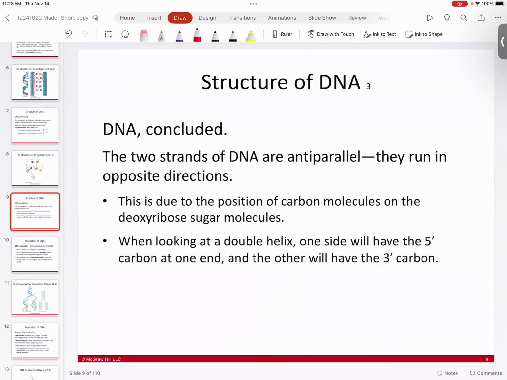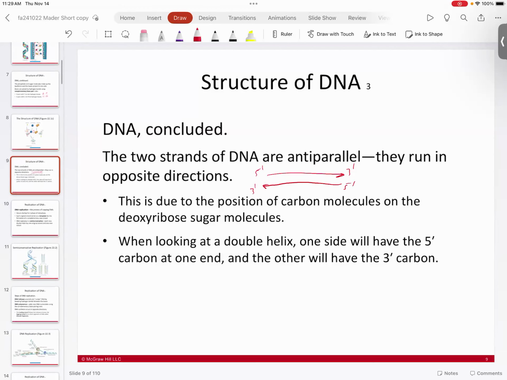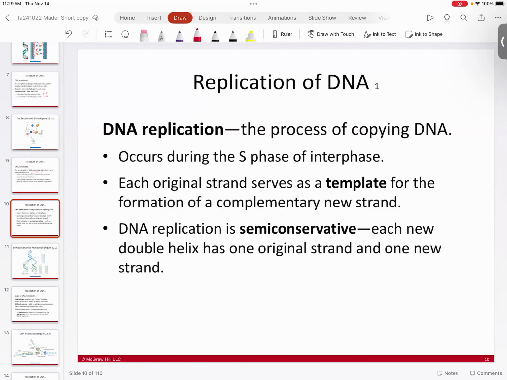The two strands of DNA are anti-parallel, which means they run in opposite directions. On one side, you have the 5' end, which leads to the 3' end. On the opposite strand, it goes the opposite direction, from 3' to 5'. That's the complement of it. This is because of the way the carbons are positioned and the polarity of where each of these pieces are. For instance, you have a phosphate at the 5' end, but an OH group at the 3' end. That creates that northbound, southbound type of antipolarity.